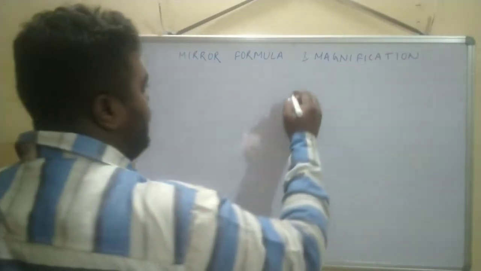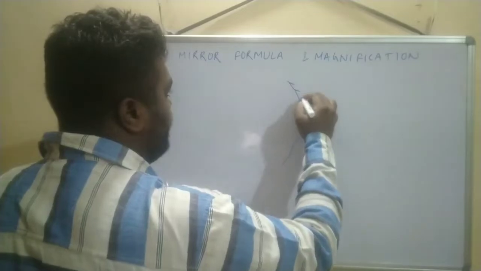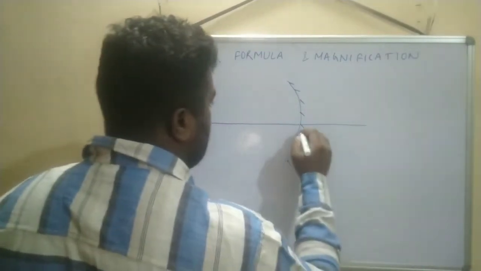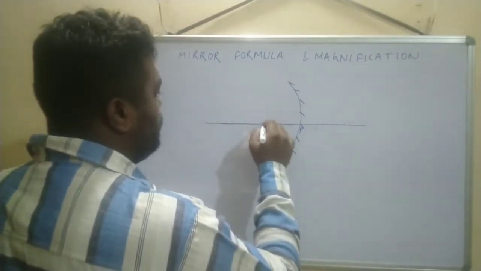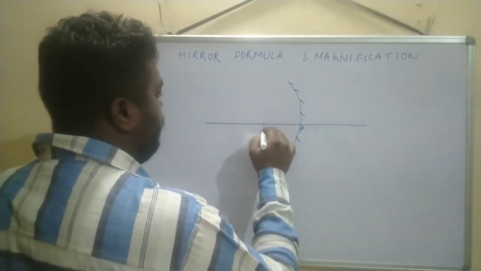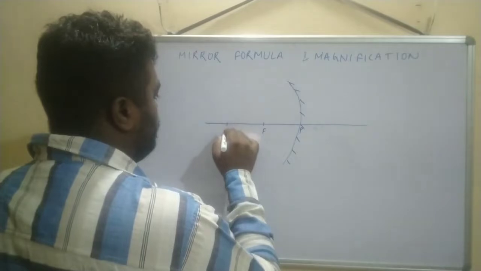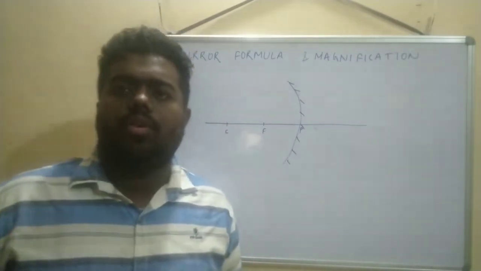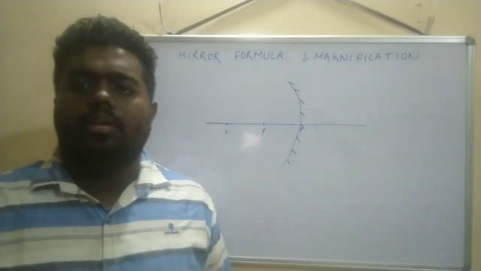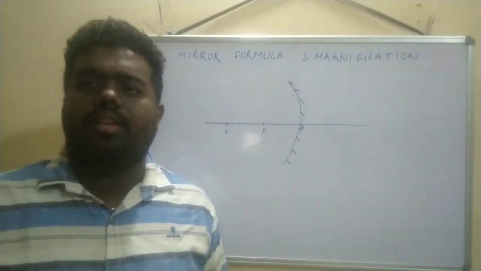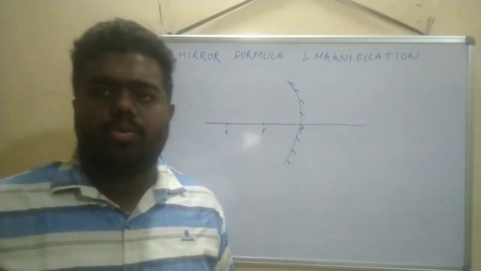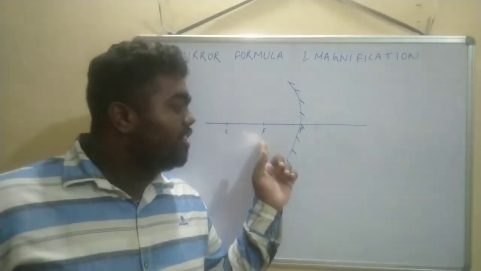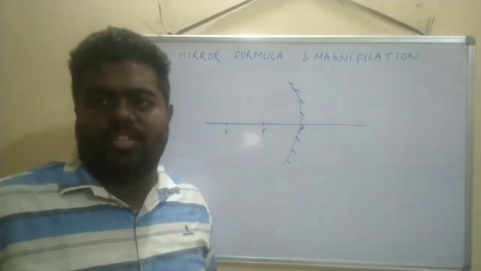First we need to see a mirror. Let's take a concave mirror. This is pole, this is focus, this is center of curvature. If you have not seen my previous videos, please go to my channel and you can see my previous videos. So this is pole, this is focus, and this is center of curvature.